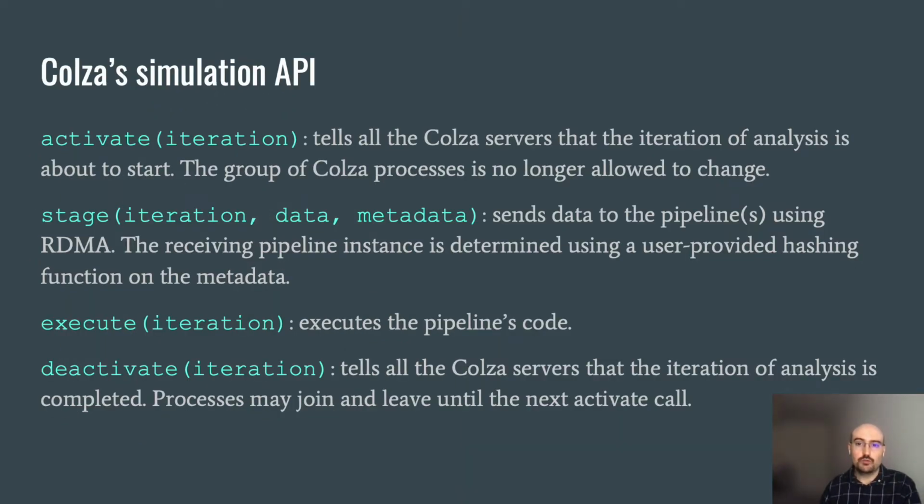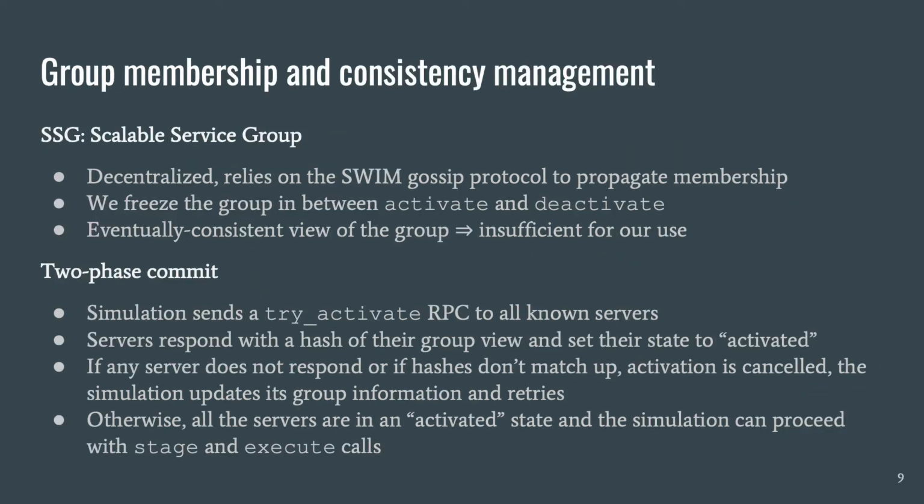From the simulation's point of view, Colza's API is extremely simple. The simulation first calls an activate function, which tells Colza servers that they should expect some data soon. Then the simulation calls stage to send some data along with the associated metadata. Then it calls execute, which triggers the execution of some pipelines on the servers. And finally, deactivate, which tells the Colza servers that nothing more is expected for this iteration. The activate and deactivate functions are here to enable consistency management, which I will describe next.